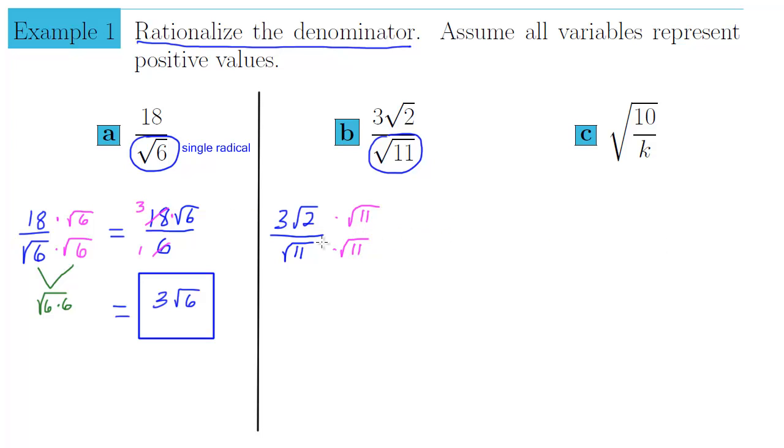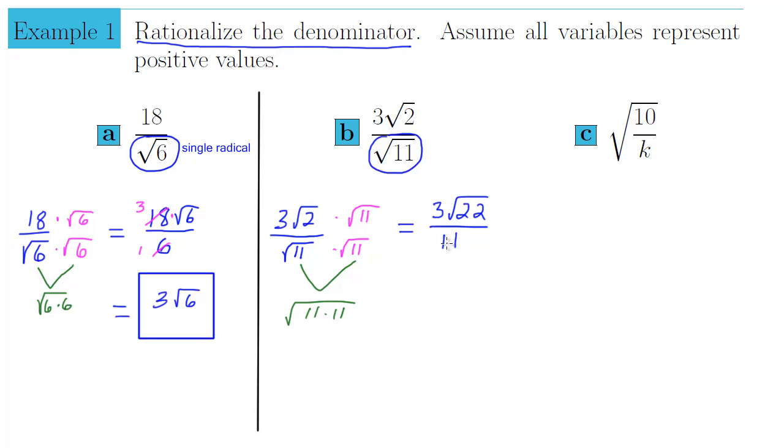On the bottom, this root 11 times root 11 gives me 2 factors of 11 underneath the square root. So the square root is going to take that pair of factors and give you a single factor back. So altogether on the bottom you just have 11 without the square root. On the top, to do 3 root 2 times root 11, you have to multiply underneath the square roots. So this is going to be 3 root 22.